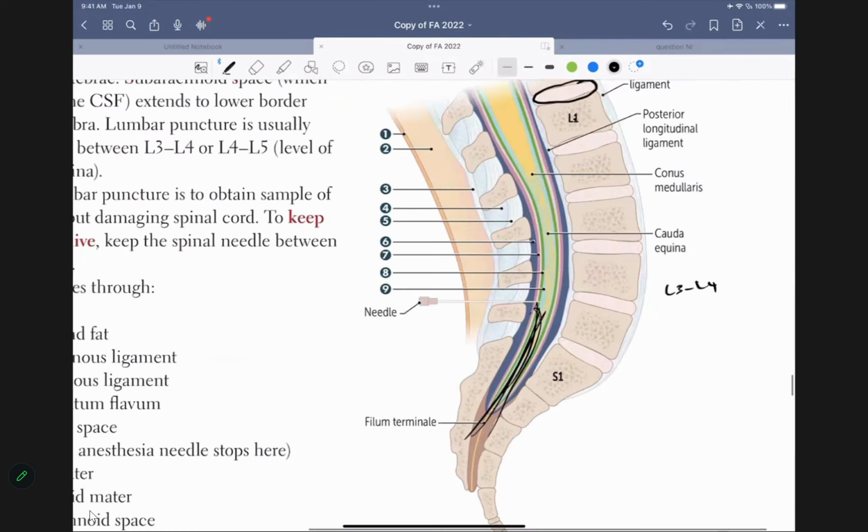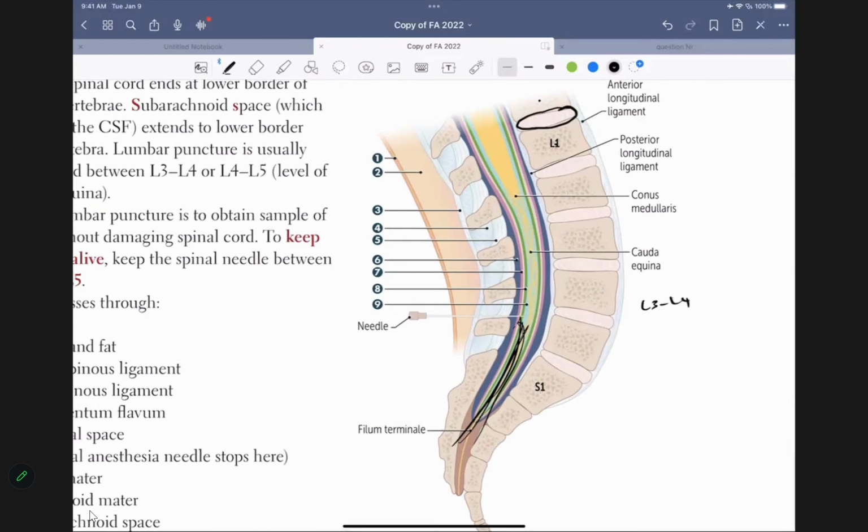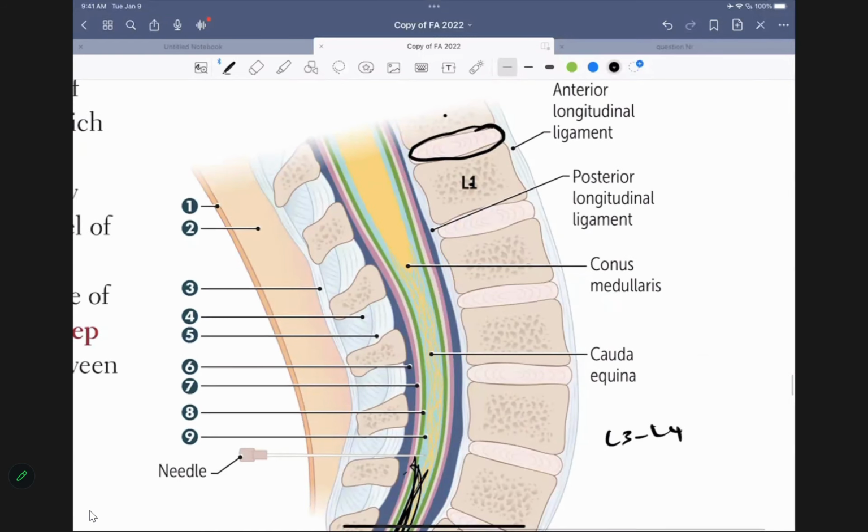So that's why they say, look at this. This is something that you need to be extremely careful about. This is where the spinal cord is ending. So the ending portion of the spinal cord is called conus medullaris. That's the bottom end. And then you have cauda equina.